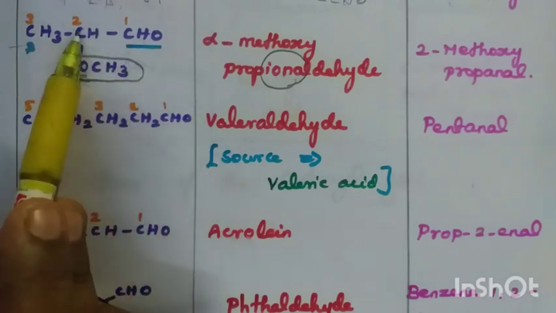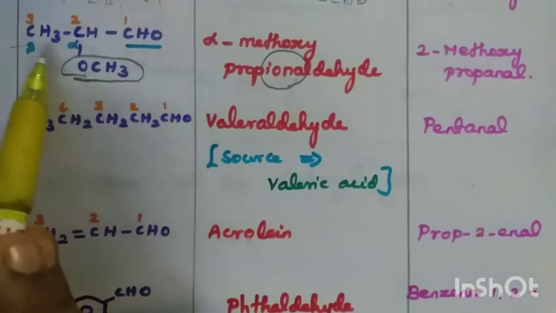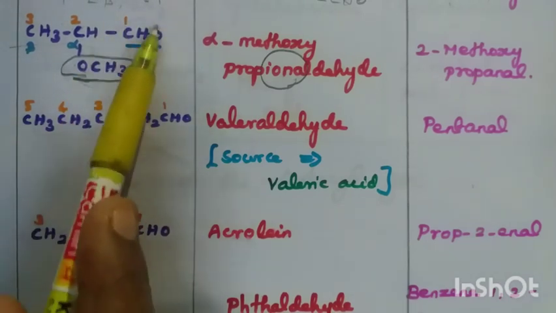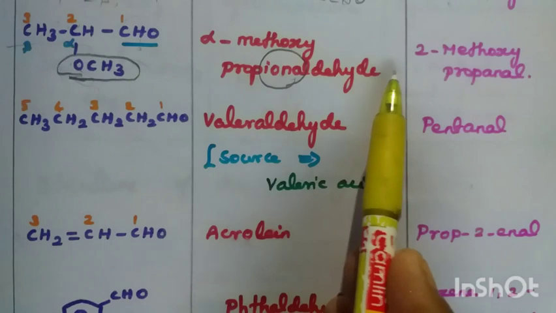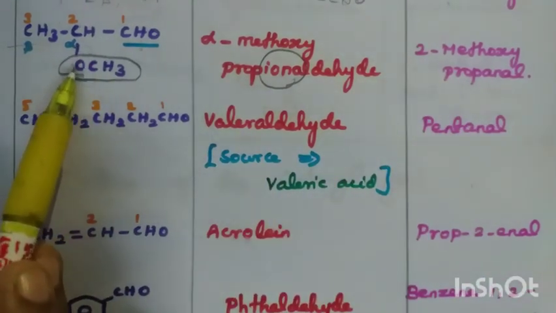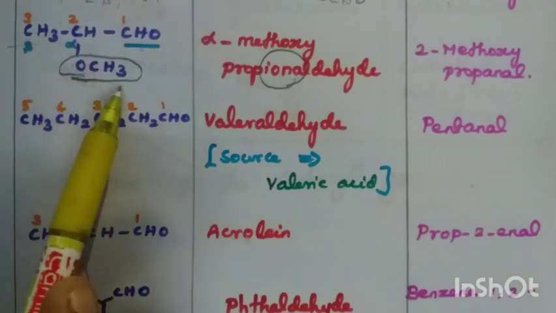Why 2-methoxy? On the second carbon we have a methoxy group. Totally three carbon atoms, aldehyde. So 2-methoxy propanal. If O is not there, it means methyl. If O is there, it means methoxy.